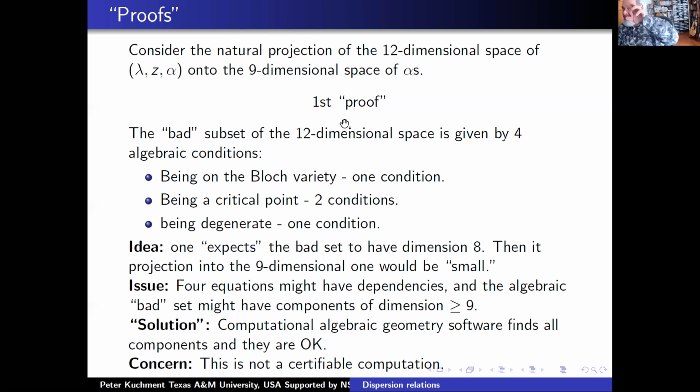And the first proof was with computational algebraic geometry. What we did, we found all irreducible components of this set of interest. And we computed all their dimensions. And none of them was more than 8-dimensional. That's it. However, it's not a completely legal proof, since those algebraic geometry computations are not certifiable. They are not certified as rigorous proofs. There could be that you miss something.